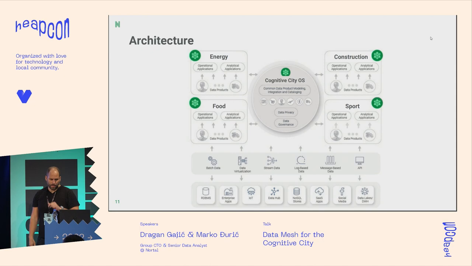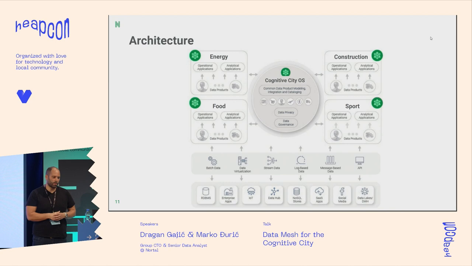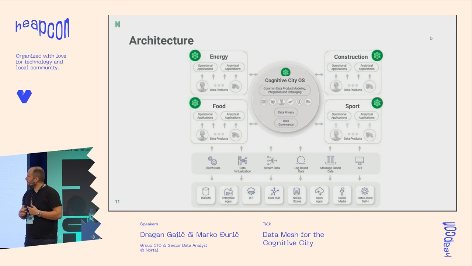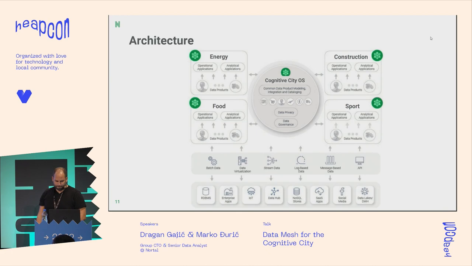And in the center of it is a cognitive CTOS. So we call it cognitive CTOS, but it's actually somewhere where we define the model for the data product, but also the place where the data catalog is sitting. I will be repeating that data catalog a lot in the next slides. So the data catalog is there, but also the data privacy and the data governance.